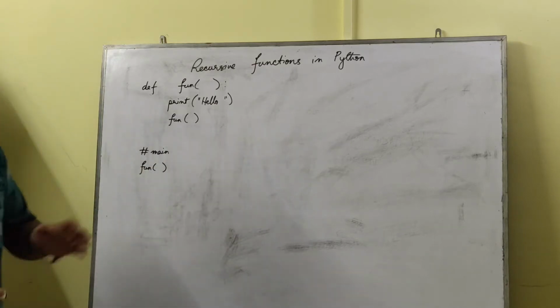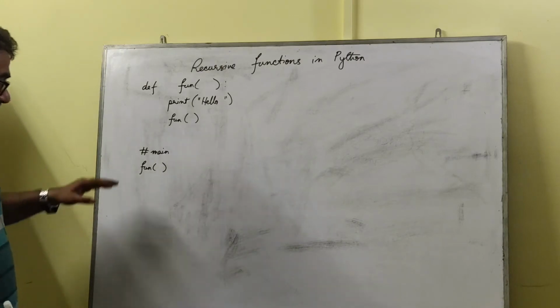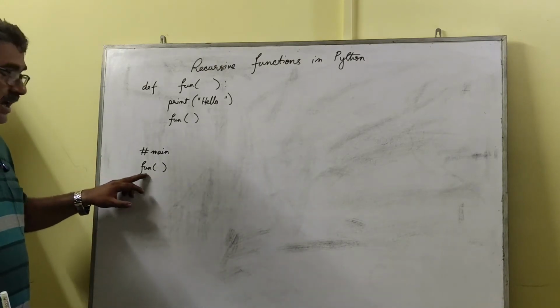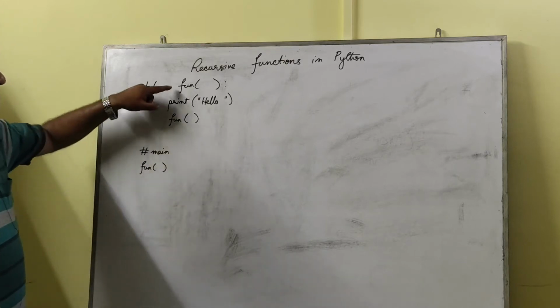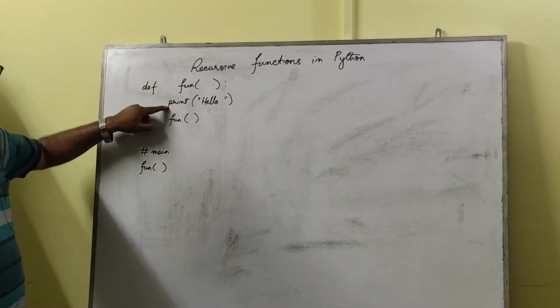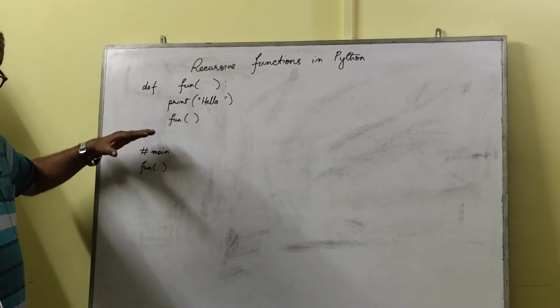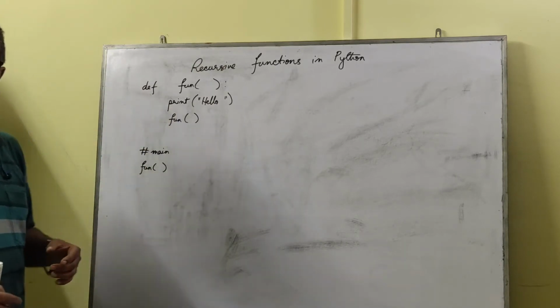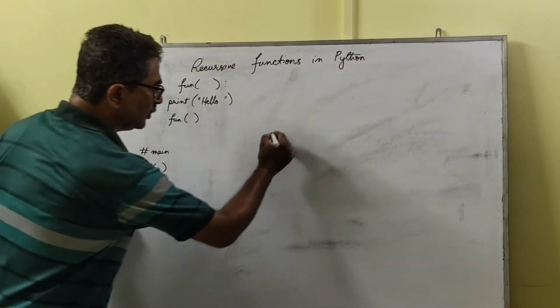Now let's see what is going to happen over here. When the program execution begins, it begins from here. I'm making a call to the fun function, so the entire control gets transferred over here. Whatever is the content inside that function gets executed. We have seen this earlier when we discussed functions. So here it's going to definitely print hello.